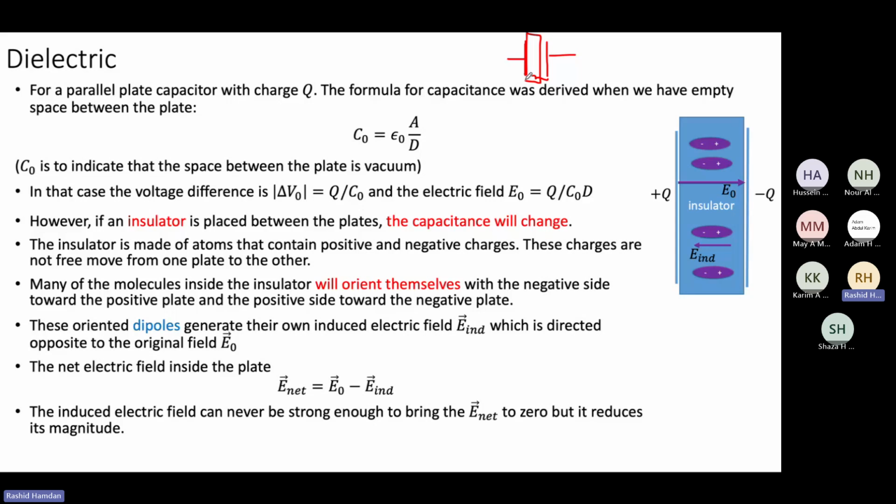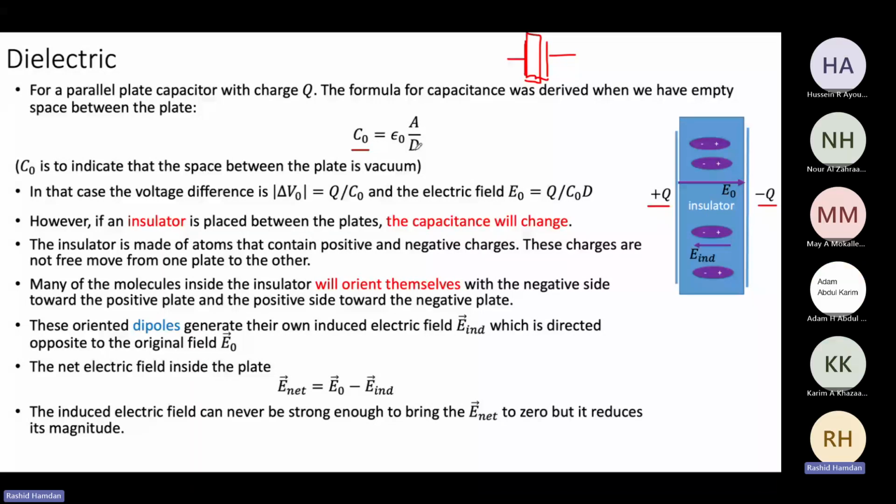Let's start with already charged plates. So I'm going to take a plate with charge plus Q and a plate with charge minus Q, and I'm going to put the insulator between them. Now, the capacitance without the dielectric, without this piece of material, is C0 equal to epsilon 0 A over D.